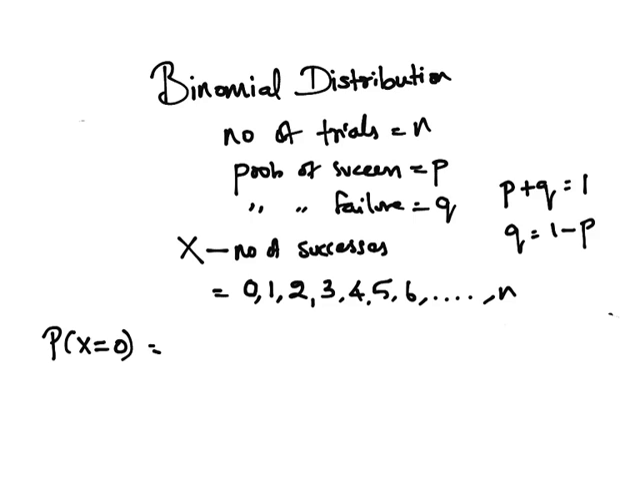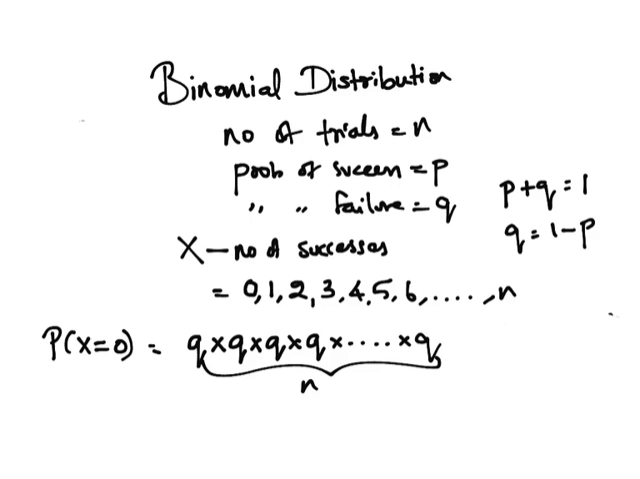That means the first trial is a failure, so the probability is q, and multiplication. The second trial is also a failure, q, and the third trial is also a failure, and the fourth trial is also a failure. So every trial is a failure, right? Every trial. So totally there will be n trials, isn't it? So this will be equal to q power n. So probability of x equal to 0, that means probability of 0 success in n trials, is q power n.